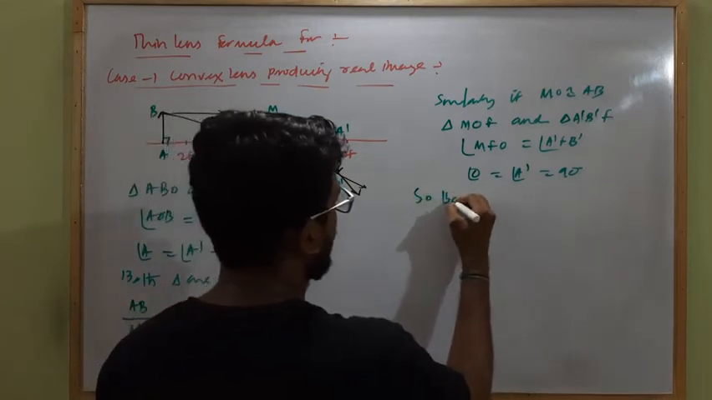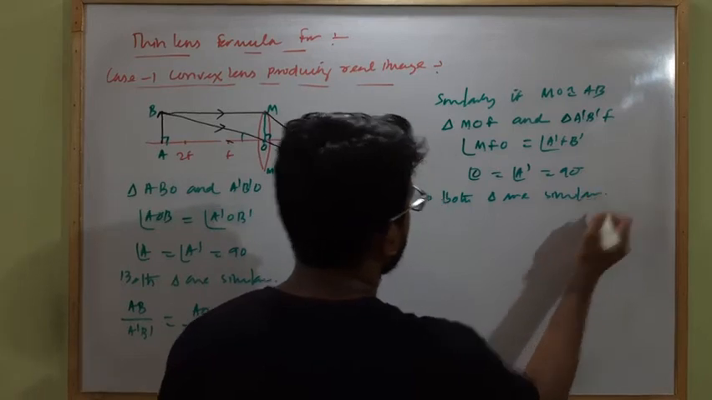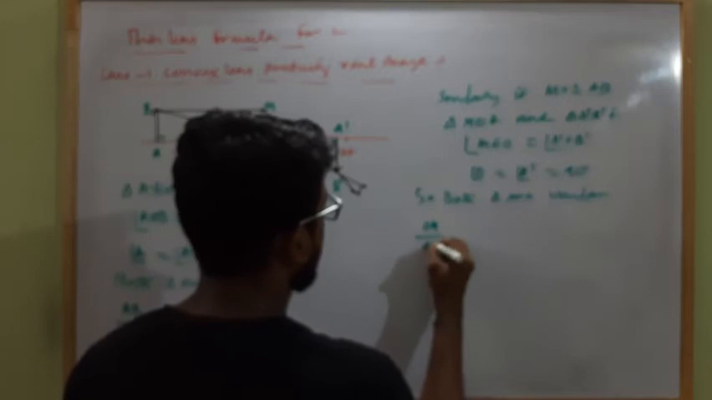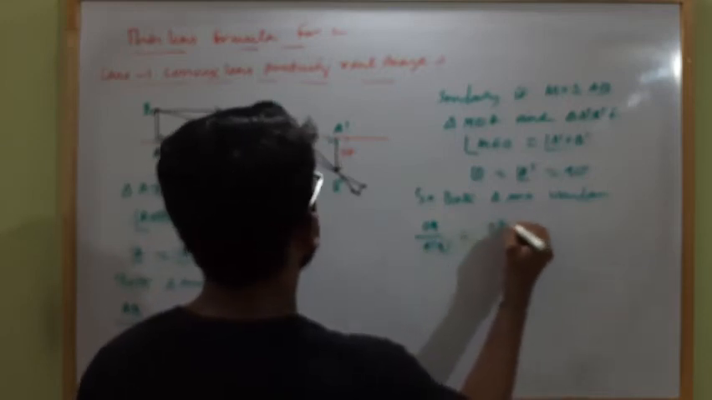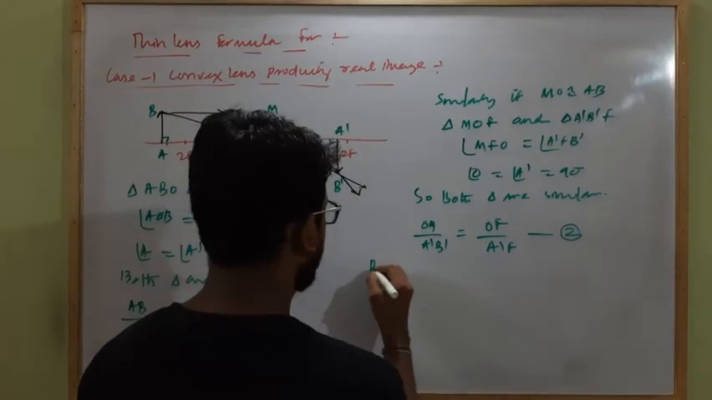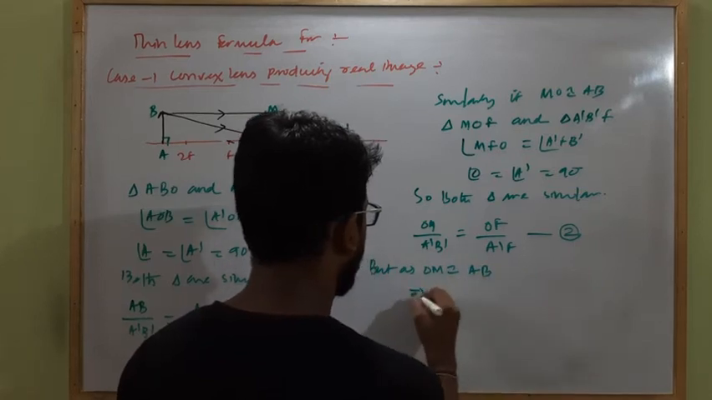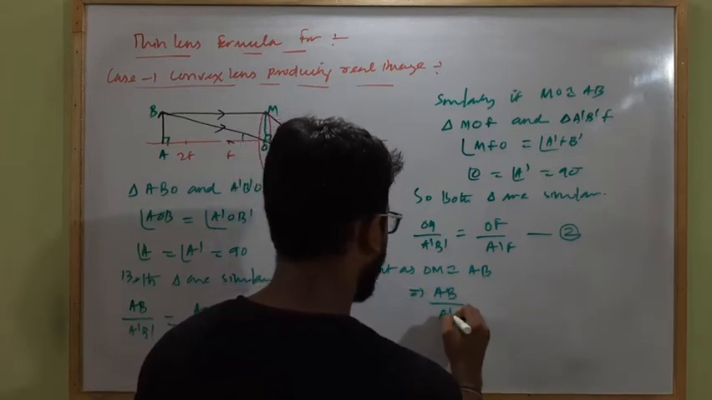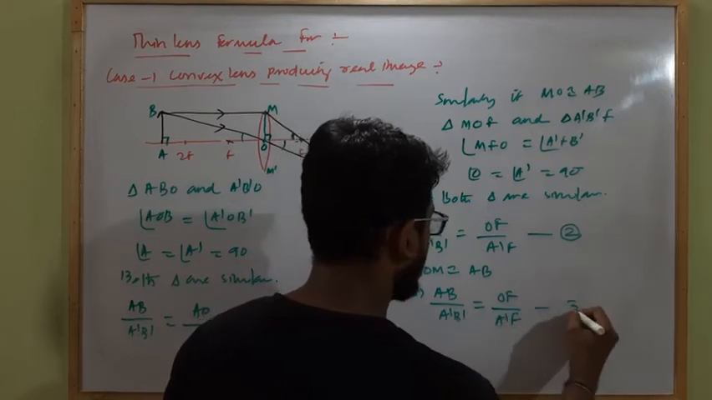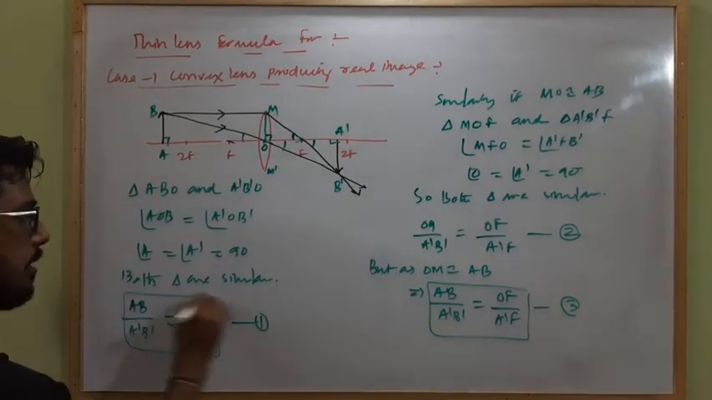So both triangles are similar. So the ratio of the corresponding sides will be the same. So OM divided by A dash B dash equals OF divided by A dash F. Equation 2. But as OM is nearly equal to AB, you can write AB divided by A dash B dash is equal to OF divided by A dash F. Equation 3. Clear? Now comparing 3 and 1, we will get what?